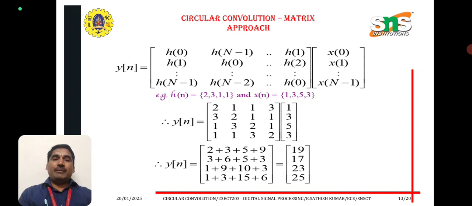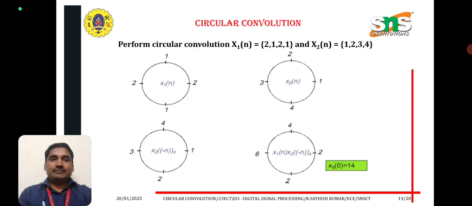Now we can multiply and add all these signals. We get y of n is equal to 19, 17, 23, 25. For the above sequence, we are going to check whether the answer is correct or not. By using the matrix approach, we can verify the answer.